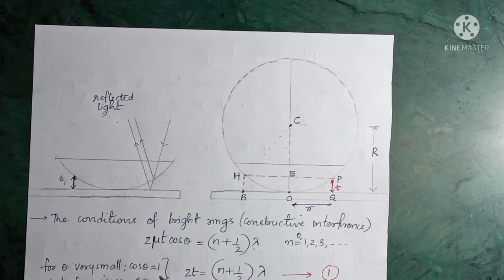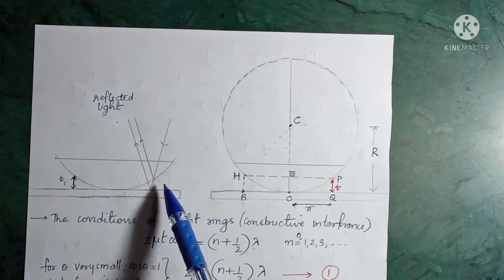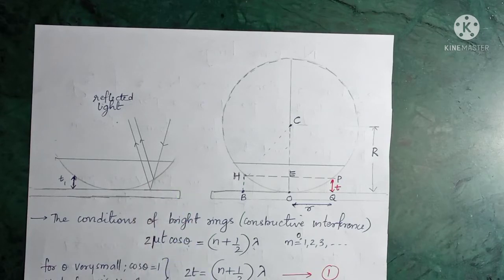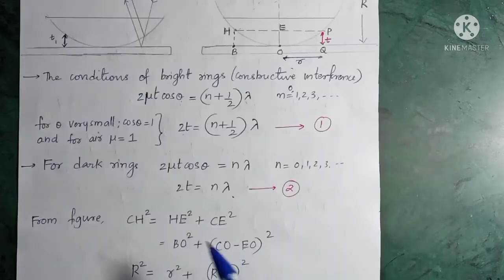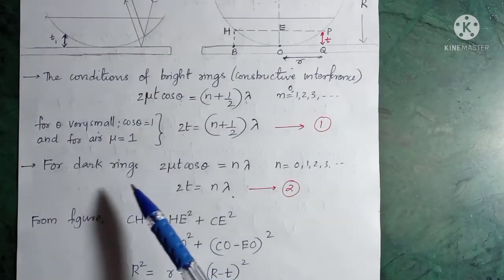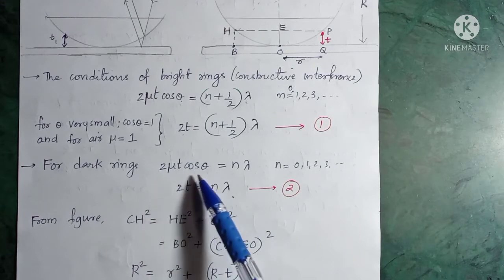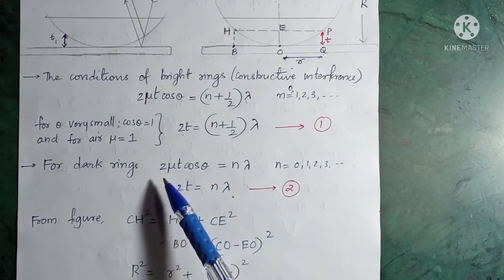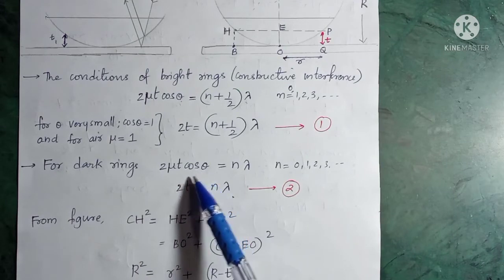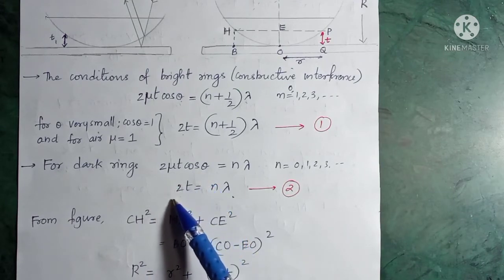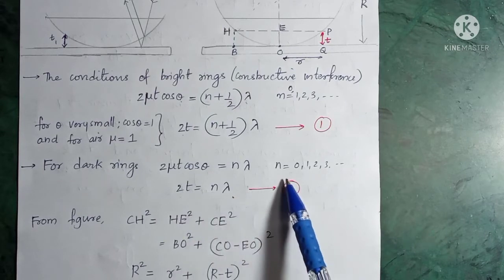Now for small values of theta, where theta is the angle of refraction, cos theta can be approximated to 1. And since it is an air film, mu, the refractive index, is 1. So this can be written as 2t equals (n plus half) lambda, where n equals 0, 1, 2, 3, etc. For dark rings, the condition is 2 mu t cos theta equals n lambda, and since mu equals 1 for the air film and cos theta is approximately 1, this simplifies to 2t equals n lambda, where n is 0, 1, 2, 3, etc.